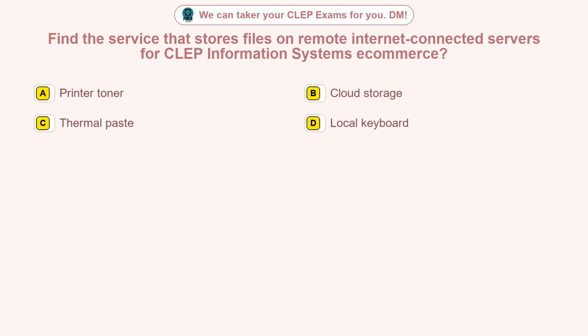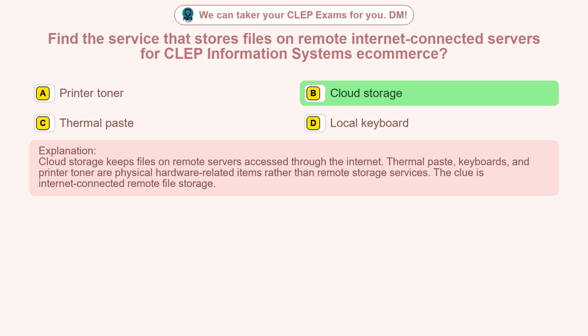Option D, local keyboard. The correct answer is option B, cloud storage. Cloud storage keeps files on remote servers accessed through the internet. Thermal paste, keyboards, and printer toner are physical hardware-related items rather than remote storage services. The clue is internet-connected remote file storage.